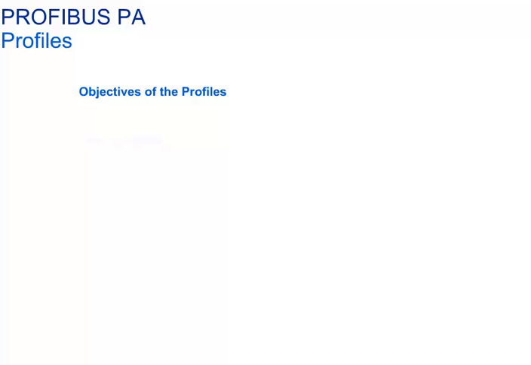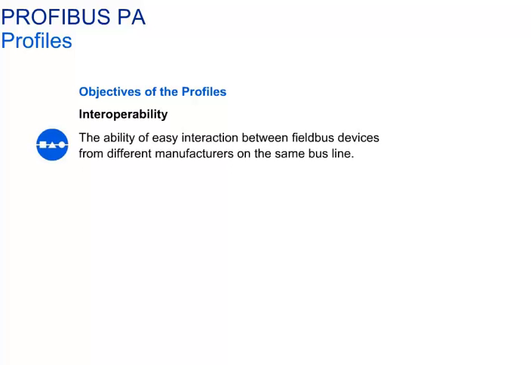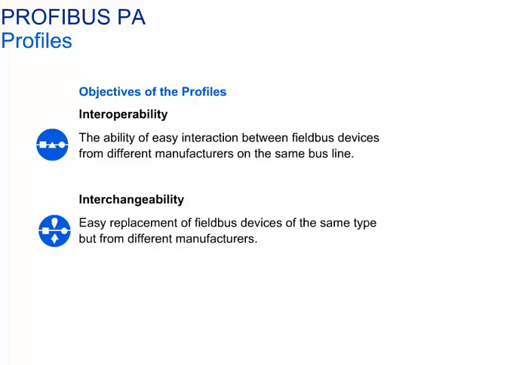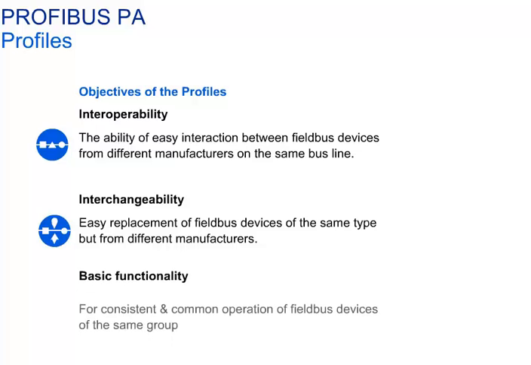The Profibus organization has specified profiles with a focus on the following goals. Interoperability, the ability of easy interaction between field bus devices from different manufacturers on the same bus line. This is a fundamental prerequisite for the success of the Profibus technology. Interchangeability, easy replacement of field bus devices of the same type but from different manufacturers. In practice, however, this will not happen too often and is rather negligible.